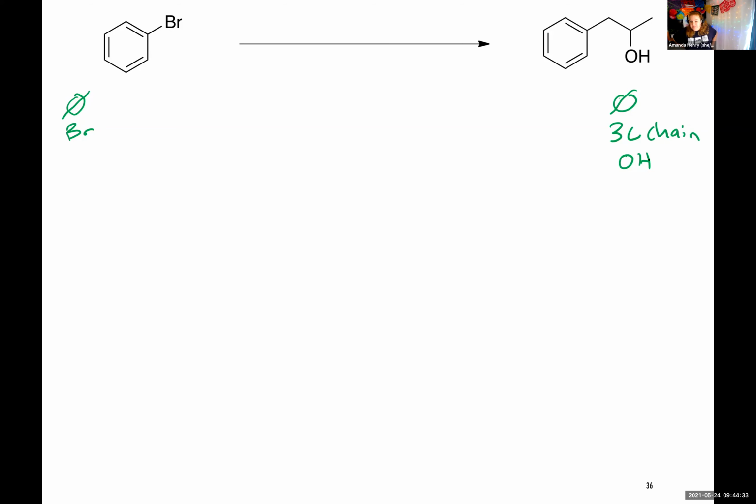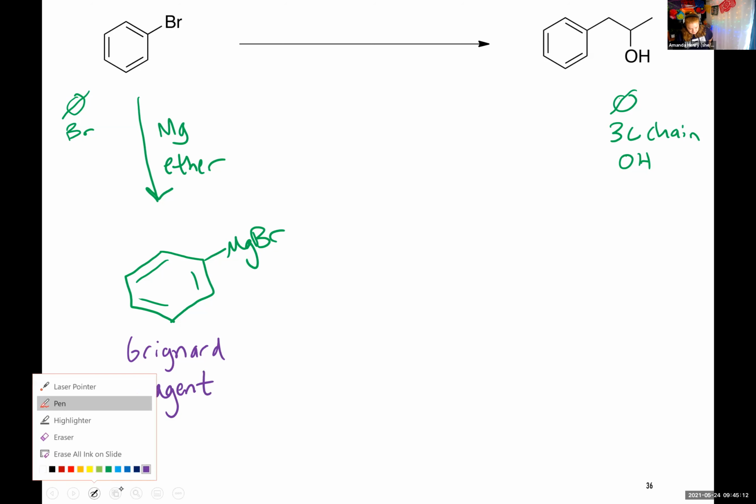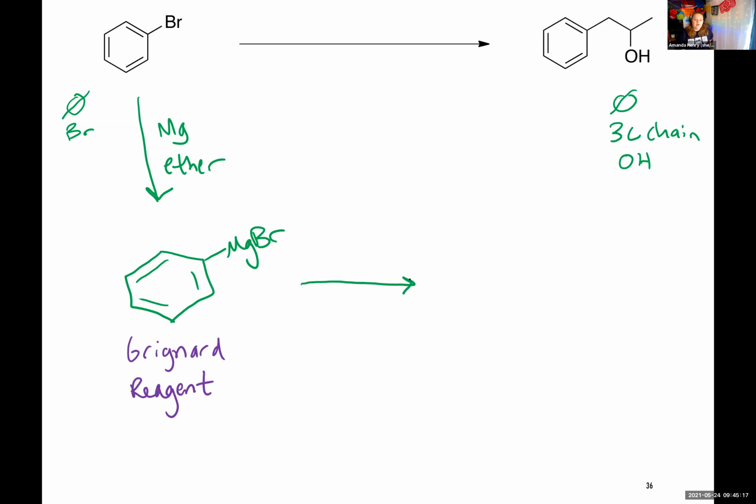We don't know any benzene reactions, so this definitely limits what we can do. But with that bromine on there, we do know how to do a Grignard reaction. So with that bromine attached, we're going to react this with magnesium in ether, and we're going to make a Grignard reagent. Because then we can react this with a lot of different things. But in order to get that 3-carbon chain and that alcohol attached, the best way is to utilize an epoxide. So we're going to react this with an epoxide with a branch attached to it.